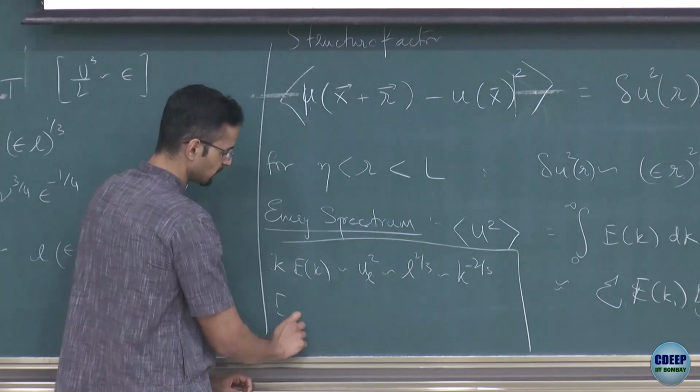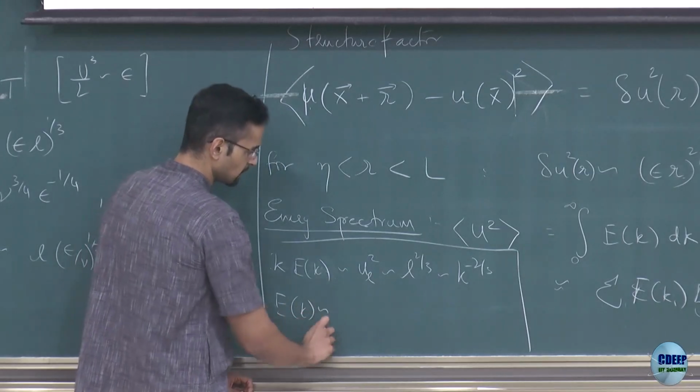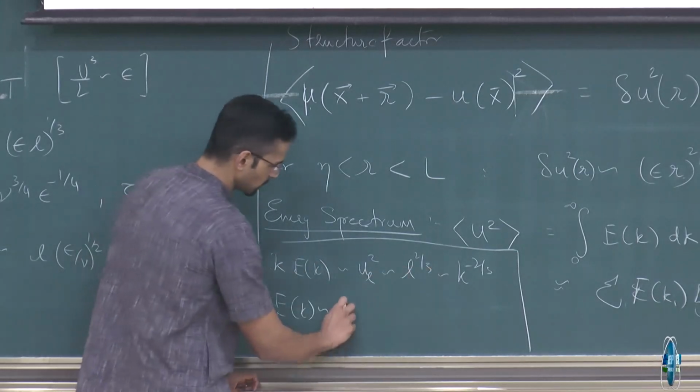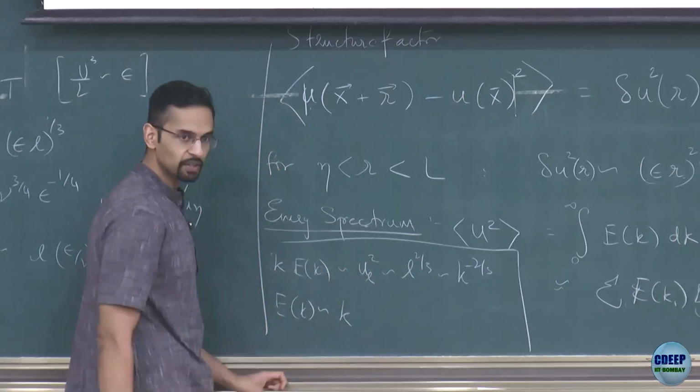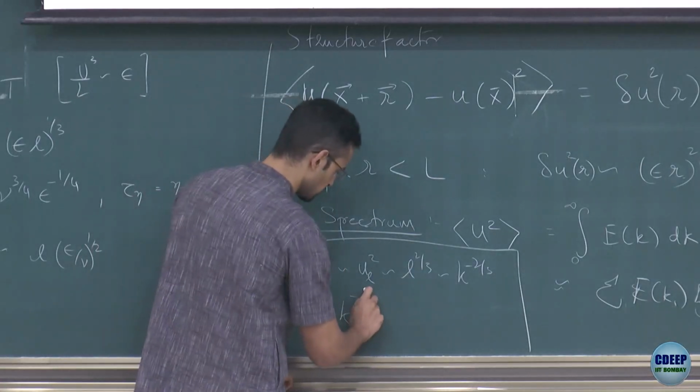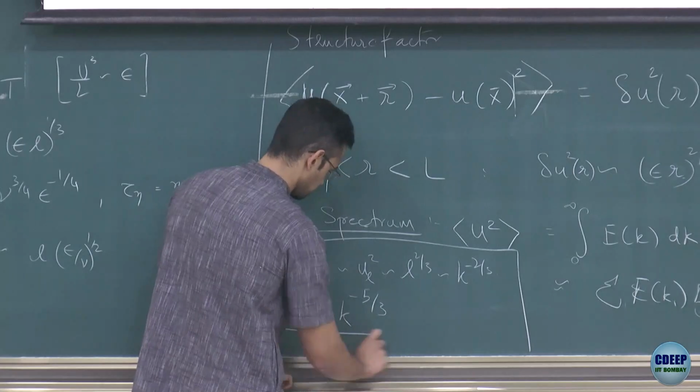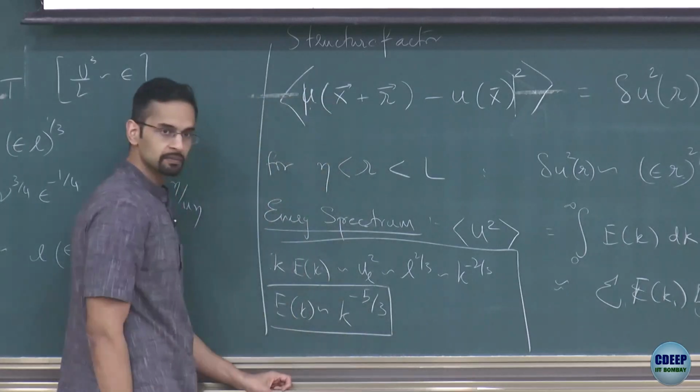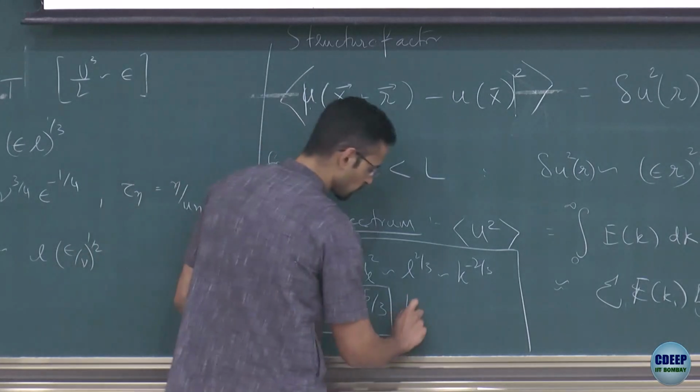So then I should get, finally, k to the minus 2 by 3 minus 1, which is minus 5 by 3, right? And this is called the Kolmogorov spectrum.